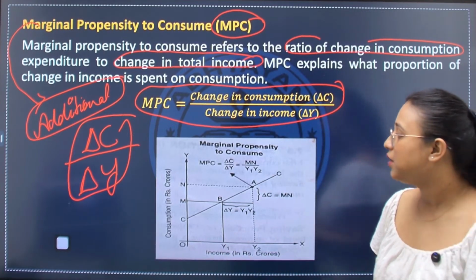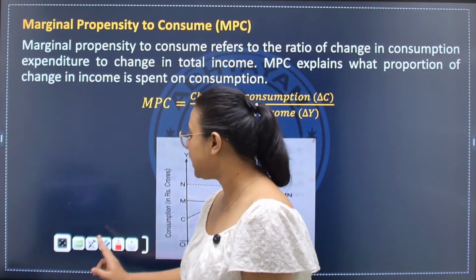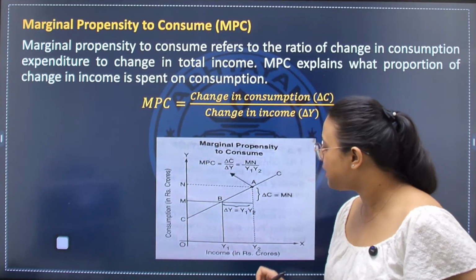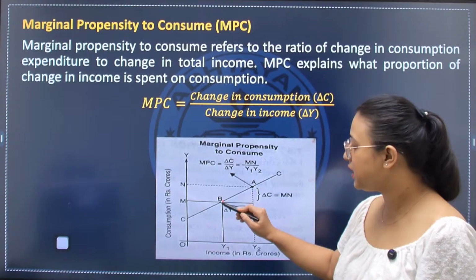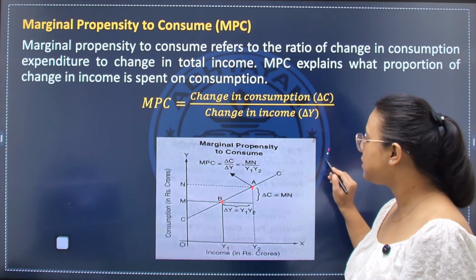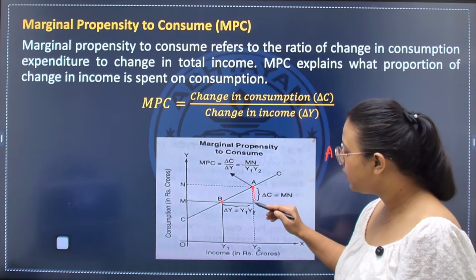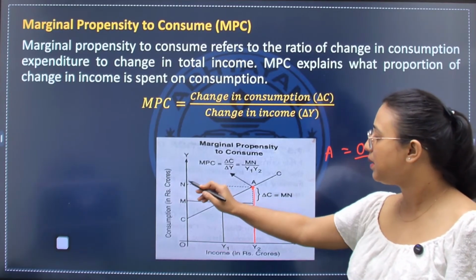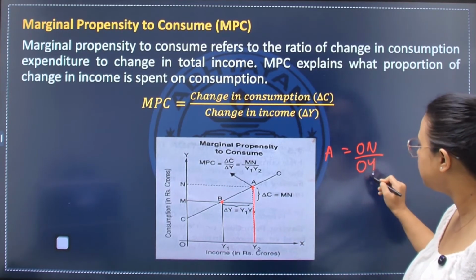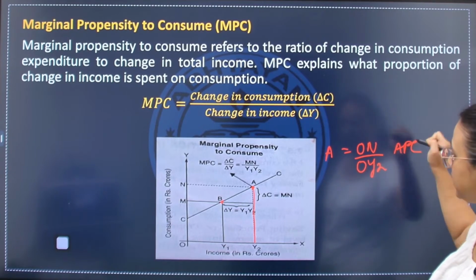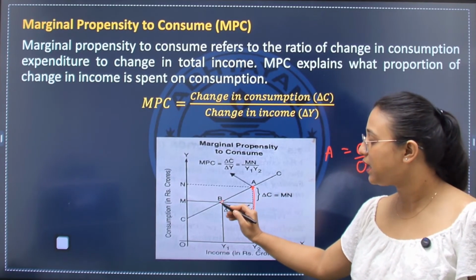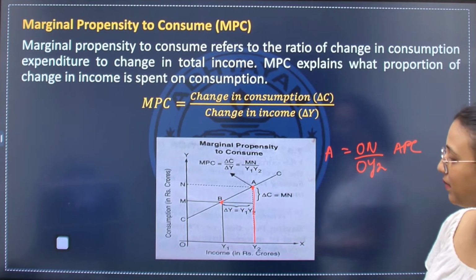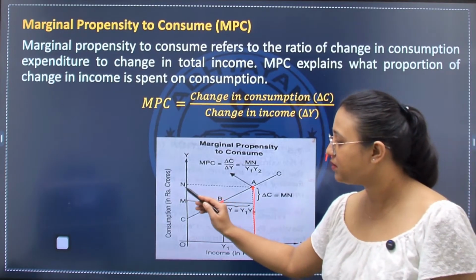Fine. So marginal propensity to consume again we can measure diagrammatically at a point, right? Suppose we are at point A, and suppose we move to point B. At point A how much is our consumption? ON. How much is our income? OY2. So this is APC also, right? Suppose we have moved from point A to B. In moving from point A to B, how much is the change in income? Our change in income is MN.